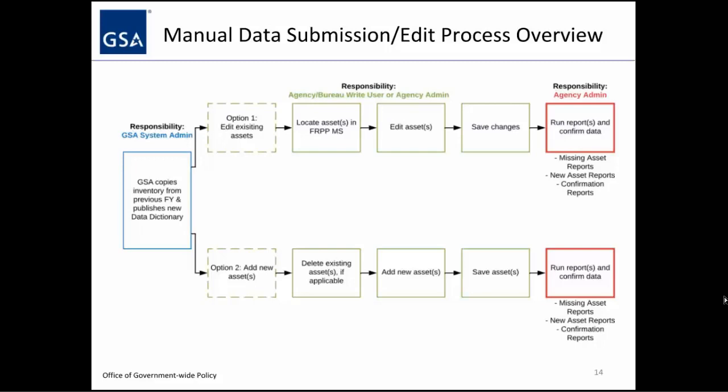So the GSA is copying all existing assets from the previous year and saves them in the application so agencies don't have to start from scratch. That writer user that I highlighted earlier has two options. They can either manually locate and edit the existing assets, so locating the asset in the application, editing and saving those changes, or they can add new assets rather than updating the existing ones. After either or both of these options are completed, the agency admin will be responsible for confirming that data.